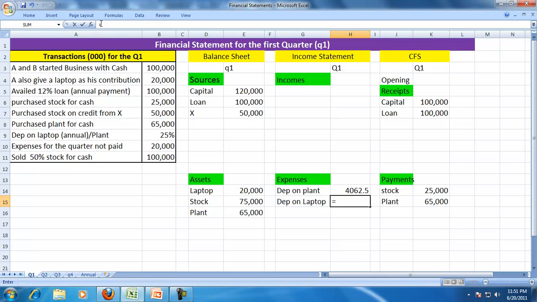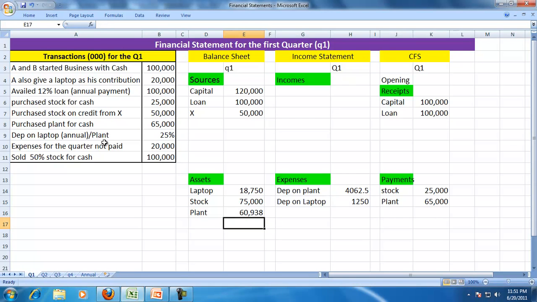In the same way, 25% into laptop, 20,000 divided by 4. Okay, so we have this. As a result, by the end of the quarter, the value of laptop will reduce by this much, value of the plant will also reduce to the extent of the depreciation, and depreciation there is no cash outflow.